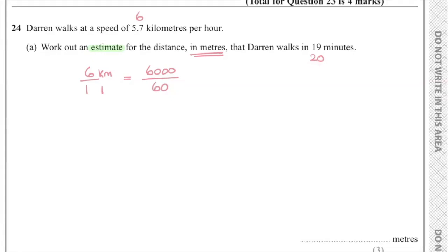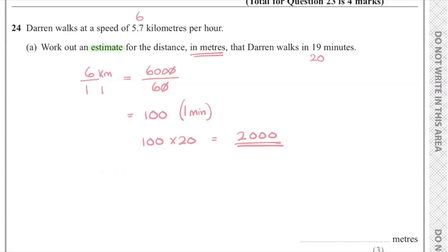I can cancel this down a little bit just to make the math a bit easier. And then 6's into 600 is 100. So because I've divided completely through by 60, I've now worked out what I can do in 1 minute. I want to know what we're going to get in 20 minutes. So I'm going to do 100 times 20 to get my final answer.